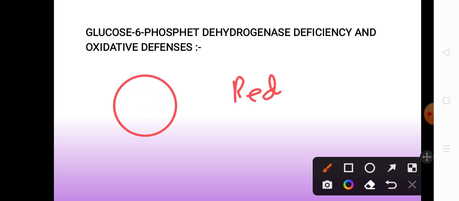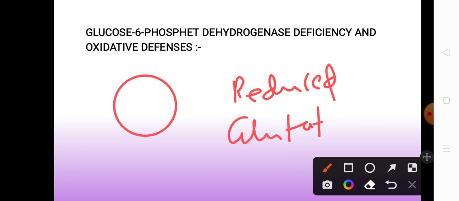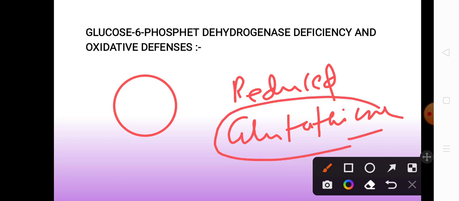Now the question is, what is glutathione? Glutathione, remember, is a biologically active tripeptide. Tripeptide means it consists of 3 amino acids, and they are glutamic acid, cysteine, and glycine. Interestingly, glutamic acid and cysteine are joined via glutamic acid's gamma position carboxylic acid, right?